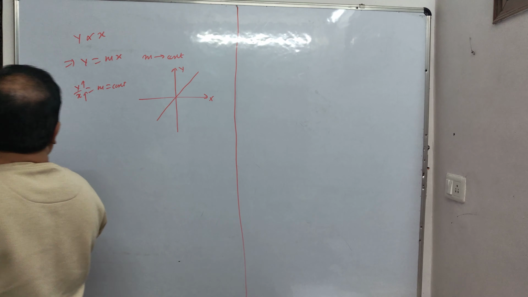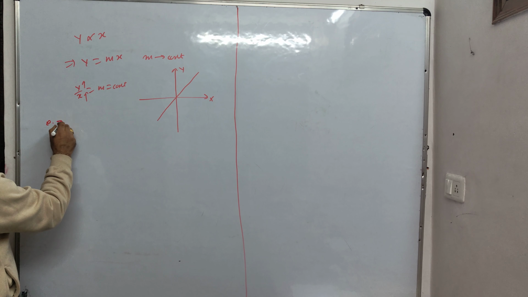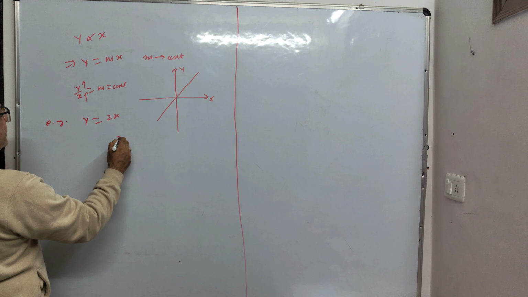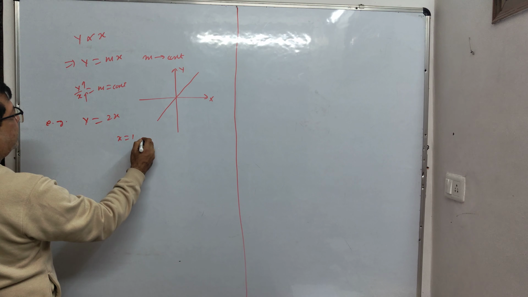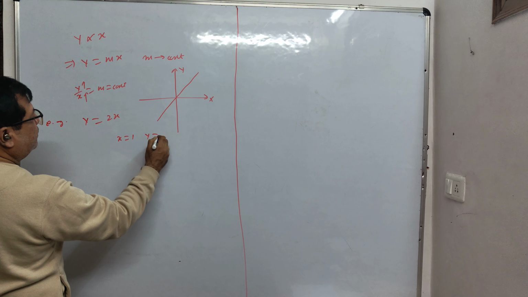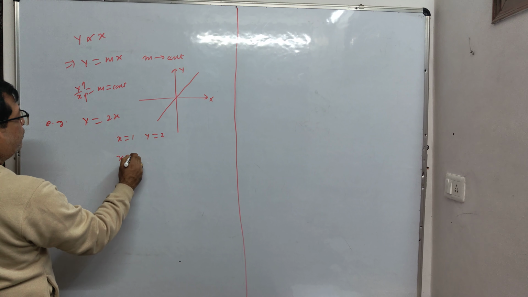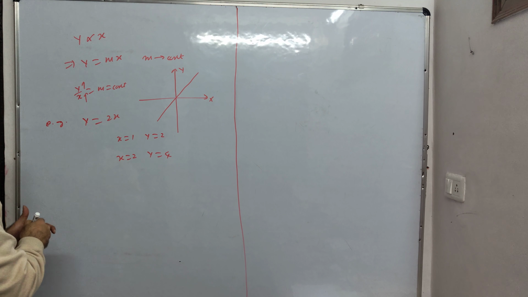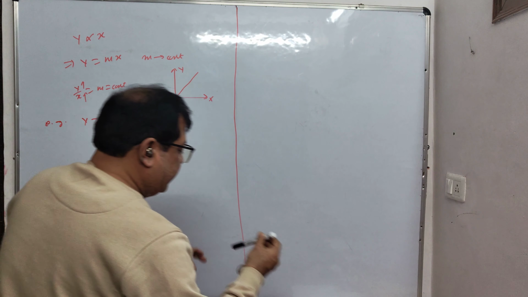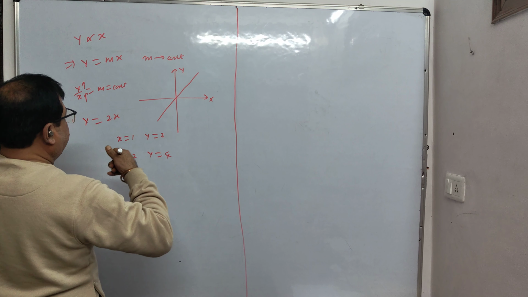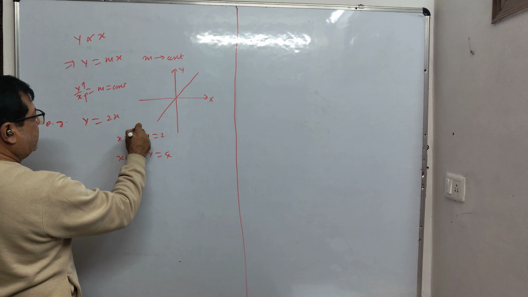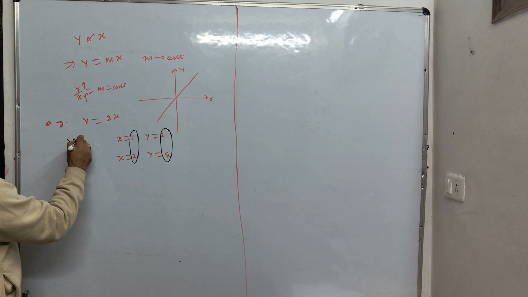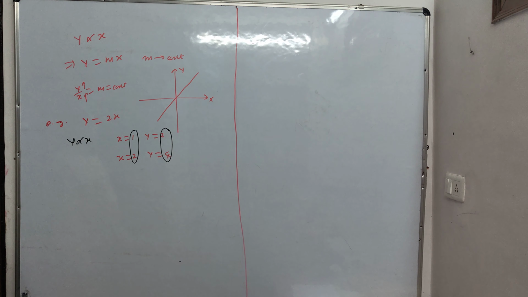For example, let us take one example. y is equal to 2x. So x is equal to 1, then y is equal to 2. x is equal to 2, then y is equal to 4. Right? So here in this case, x has doubled, so y has also doubled. So we can write y is directly proportional to x.